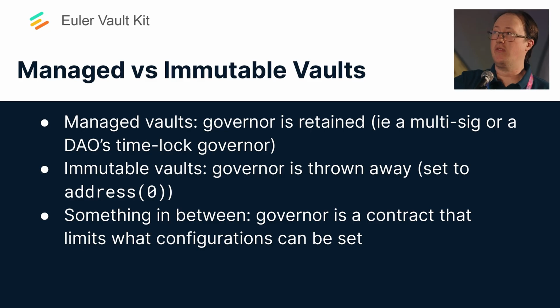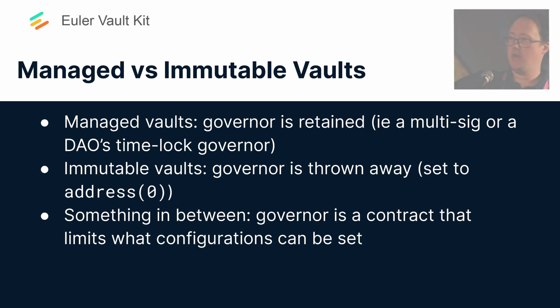Whenever you create a vault, you become the governor at first. This brings us to the first distinction: managed or immutable vaults, which comes down to what you do with the governor. If after you create a vault you retain that governor, you can think of it as a managed vault. Ideally, the governor would be some kind of multi-sig, governance contract or time lock, but it doesn't necessarily have to be. Many different vaults can be managed by the same multi-sig, for example, to create a cluster-type lending product, or they could be individually controlled and be very contained and isolated.